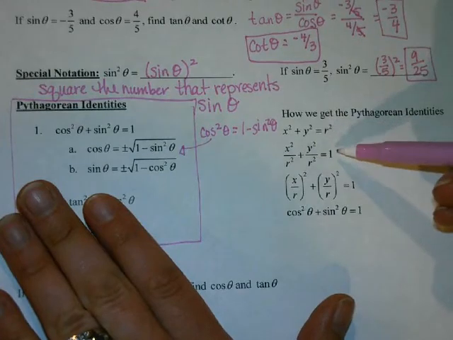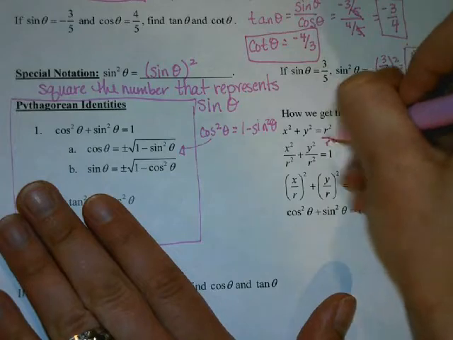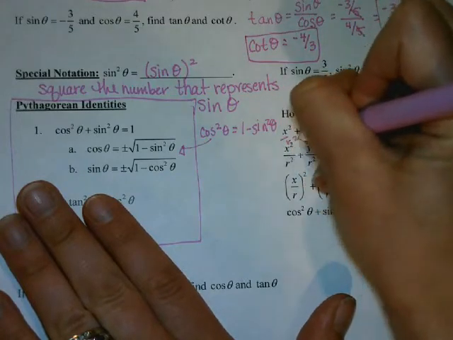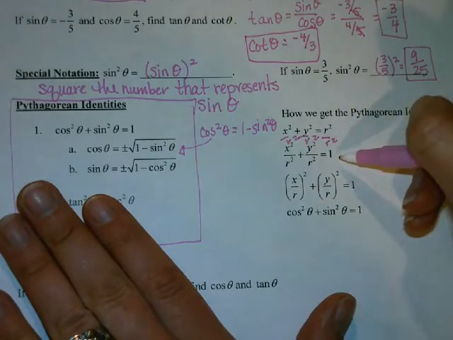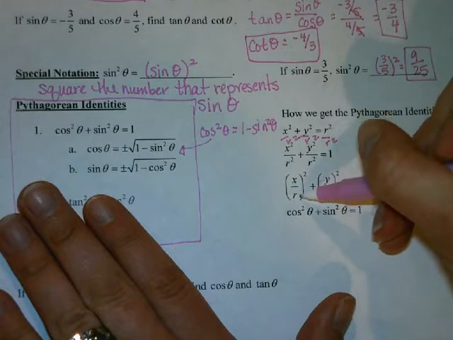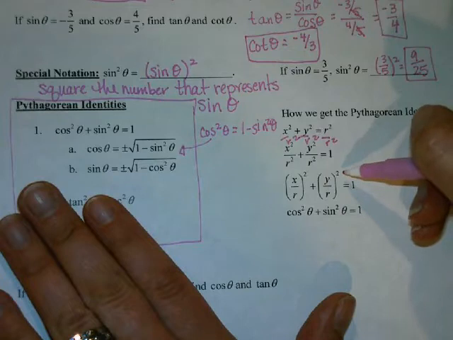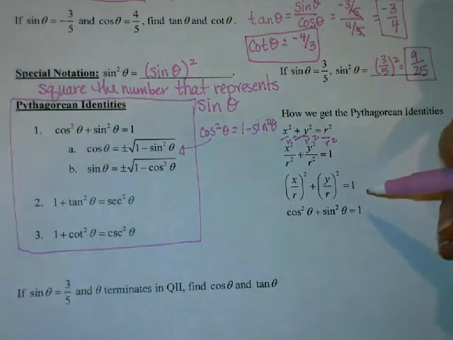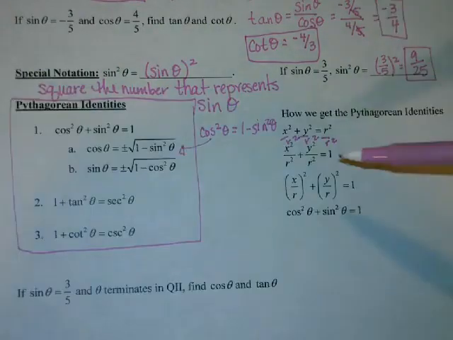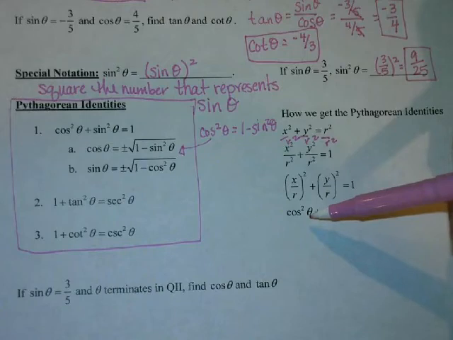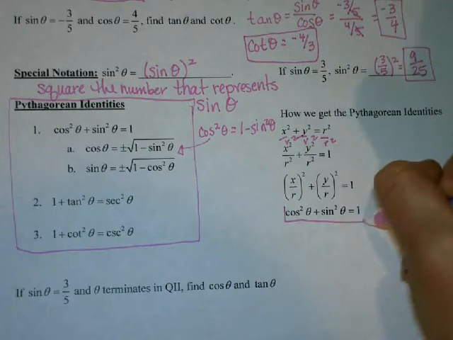What if I divide everybody by r squared? Well, if I divide everybody by r squared, I get x squared over r squared plus y squared over r squared equals 1. X over r, the whole quantity squared, plus y over r, the whole quantity squared, is equal to 1. And in terms of x, y's, and r's from last time, that's these guys right here. So x over r is cosine squared, y over r is sine squared. So here's my Pythagorean identity. So that's where that comes from.